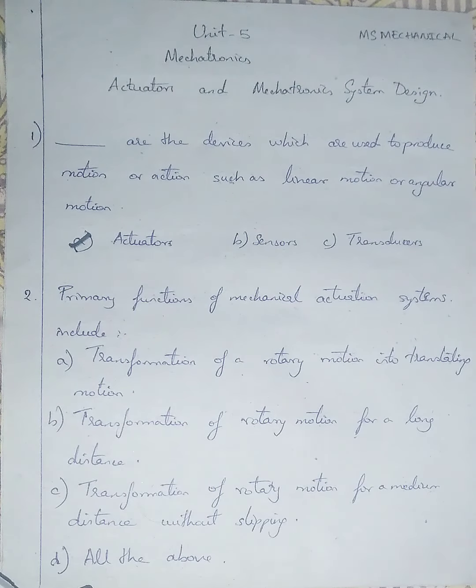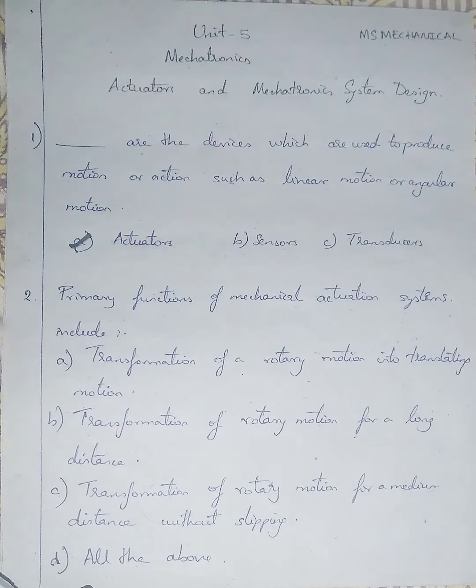Question number 2: primary functions of mechanical actuation systems include. Option A is transformation of a rotatory motion into a translating motion. Option B says transformation of rotatory motion for a long distance. Option C says transformation of rotatory motion for a medium distance without slipping. Option D says all the above. Option A, transformation of a rotatory motion to a translatory motion.